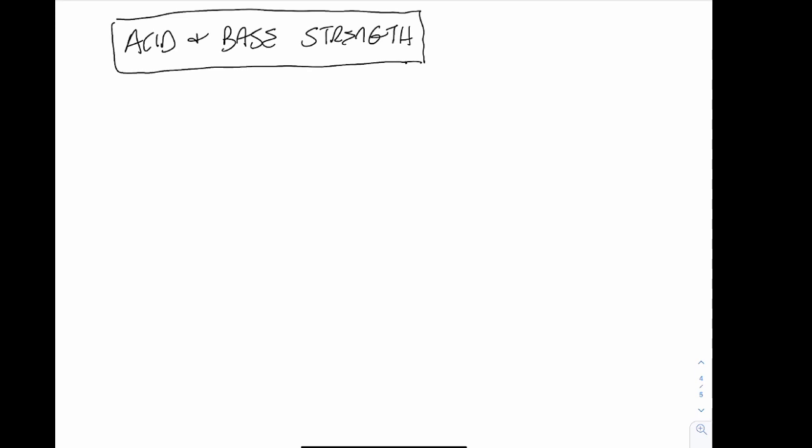If we want to think about Arrhenius theory, a strong acid is going to dissociate or ionize completely, right? If I have HCl, it's going to completely separate into hydrogen ions and chloride ions. A weak acid is not going to completely ionize. It's only going to ionize to a smaller extent.